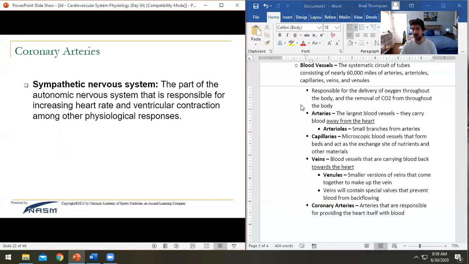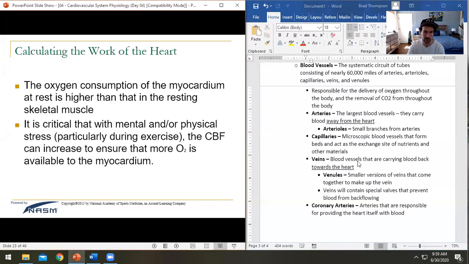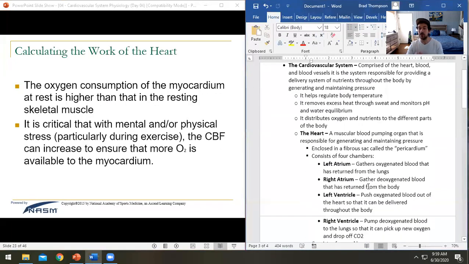And like I said earlier, all of this is under control of your sympathetic nervous system, the fight or flight system. This is the part of the autonomic nervous system responsible for increasing your heart rate and increasing that ventricular contraction, amongst obviously other physiologic things that are happening as well. Okay, so that's all of our main anatomy here.